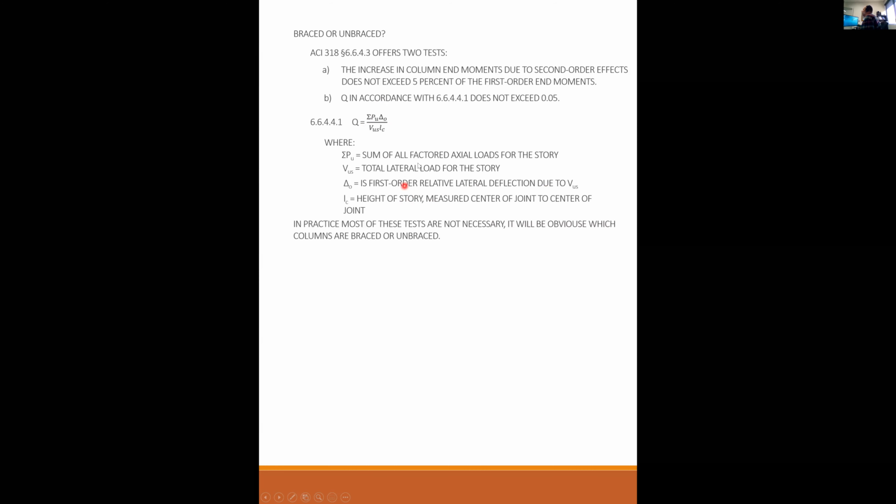Okay, so this is really just kind of FYI. I'm not going to really dig into it too deeply. We don't really use this very much. In practice, most of these tests are not necessary. It will be obvious which columns are braced and which are unbraced.